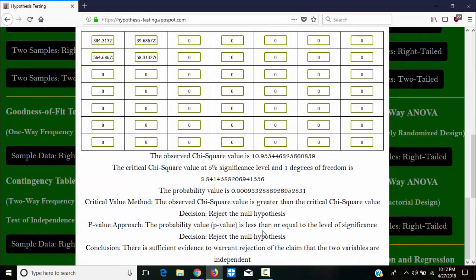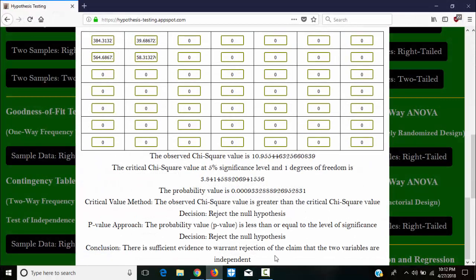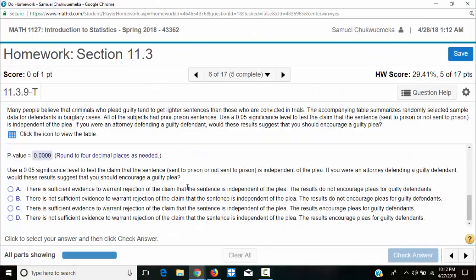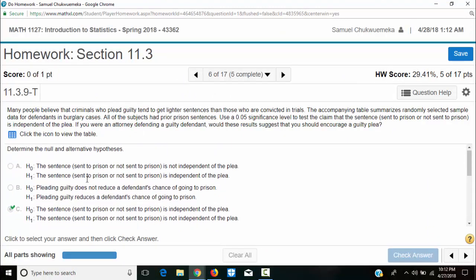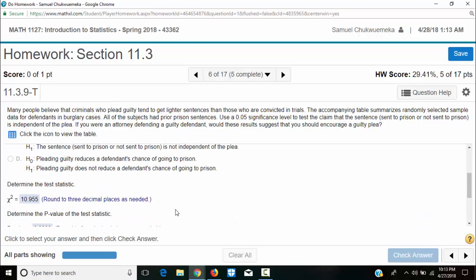Reject the null hypothesis. There is sufficient evidence to warrant rejection of the claim that the 2 variables are independent, that the sentence is independent of the plea. So reject this null. Or you can say there is sufficient evidence to support the claim that the 2 variables are not independent. Of course, when you reject the null, you're supporting the claim of the alternative.